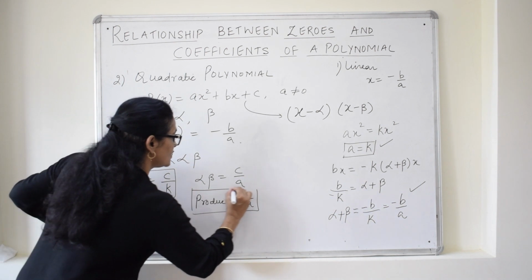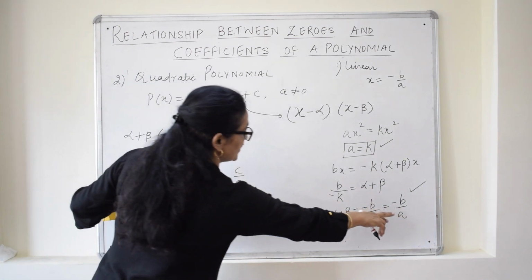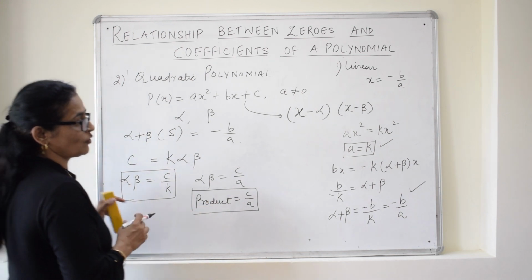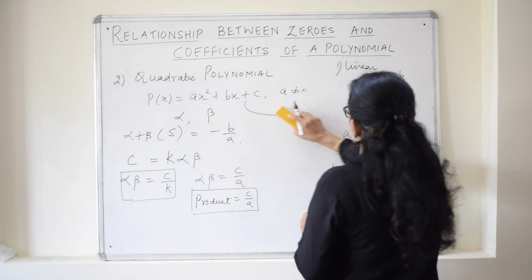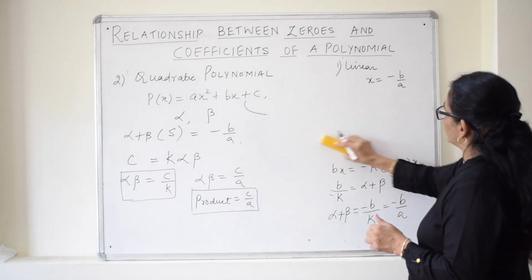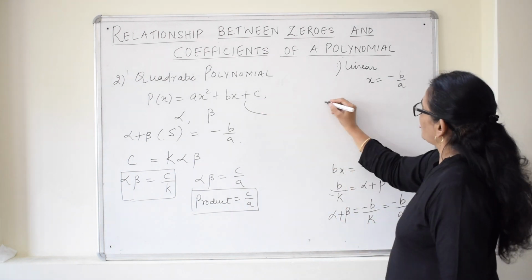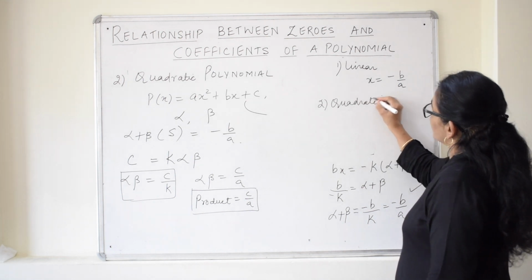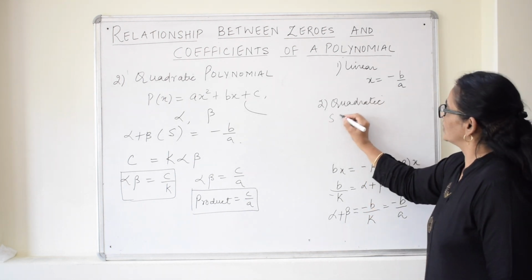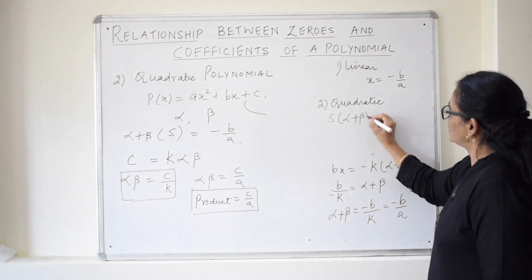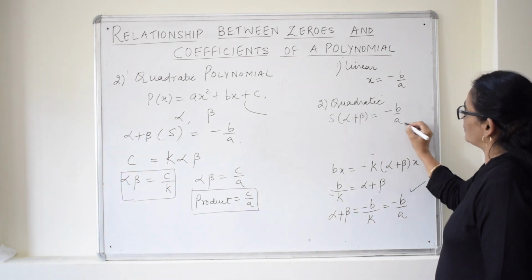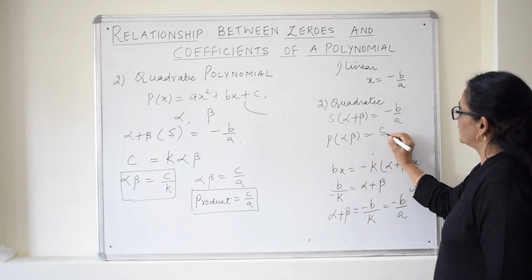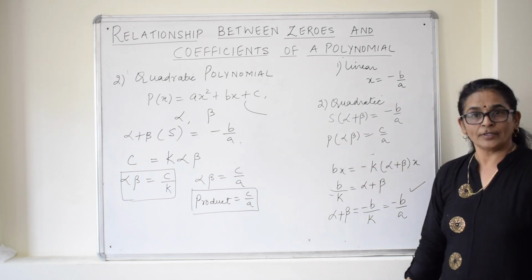So what we have got? The sum is minus b upon a and the product is c upon a. So for a quadratic polynomial, which is in the form ax square plus bx plus c, the sum of the zeros, alpha plus beta is minus b upon a, and product, that is alpha beta, is equal to c upon a.